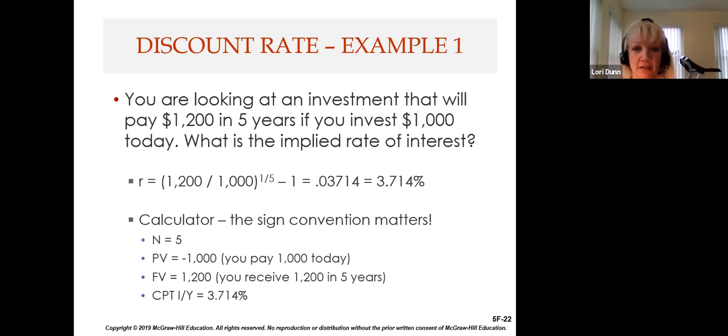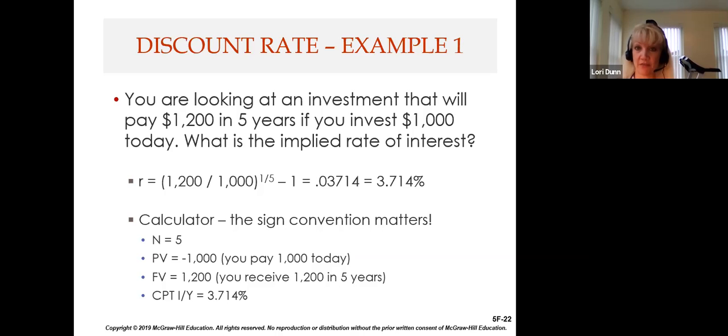So you are looking at an investment that will pay $1,200 in 5 years. So it's going to pay you $1,200 in the future. You could write down future value: $1,200 in 5 years. The number of periods it's going to be invested for, or the T, is 5. You can invest $1,000 today, so your present value is $1,000. What is the interest rate that it's actually accumulating at?